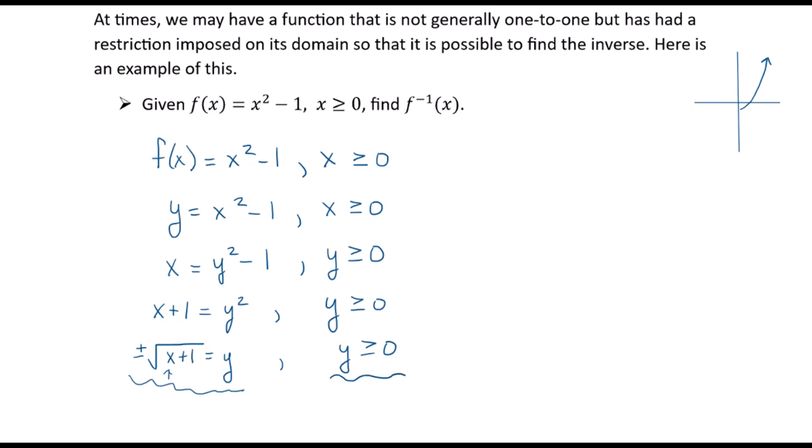Y is greater than or equal to 0. That tells us that we want positive y's or y's that are equal to 0. So we're going to use only the positive square root. So now we have f inverse of x is equal to the positive square root of x plus 1. No need to write the positive sign out front here. We just make sure that we're using the positive square root, so it's there. And we don't need to put our restriction here because we've already applied the restriction by using only the positive square root.